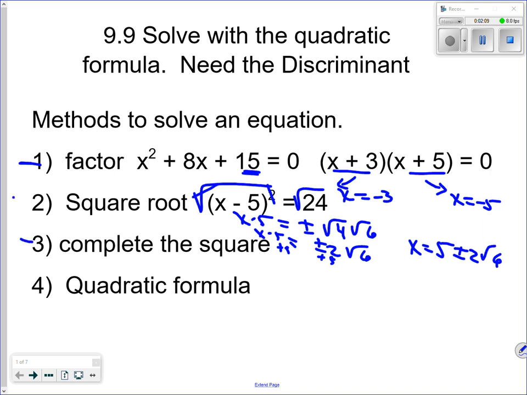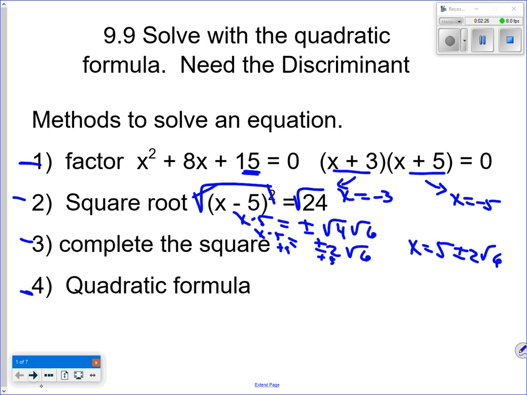Then we had the method called complete the square. That's what we worked on in the last part, section 9.8. And then today we're starting in on this last piece, which is called the quadratic formula.